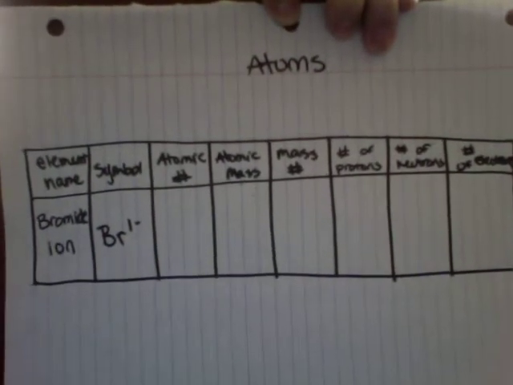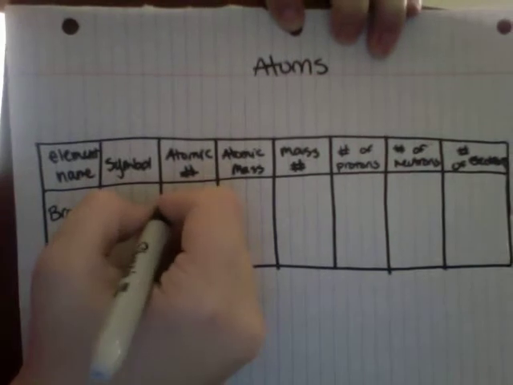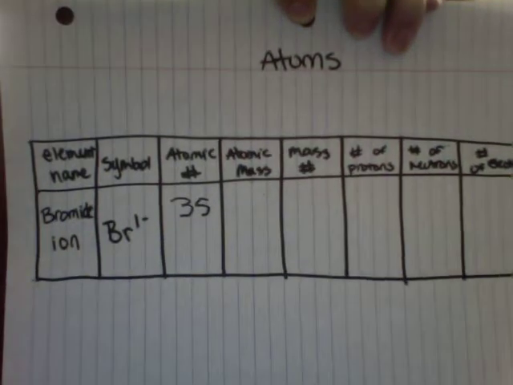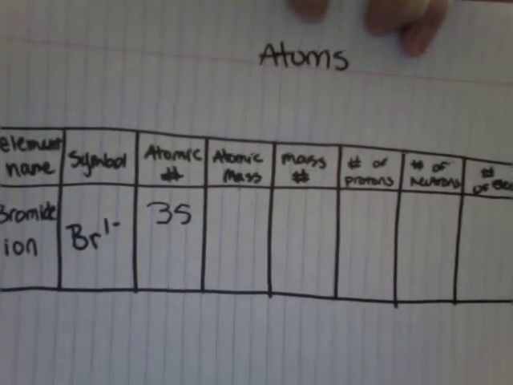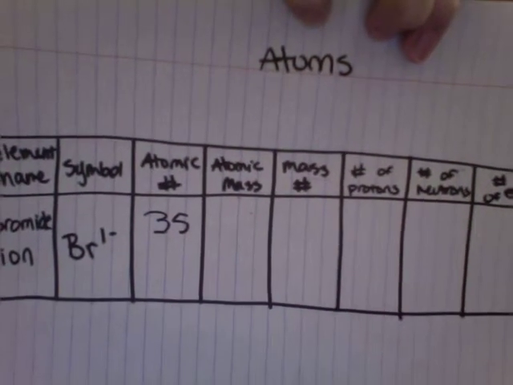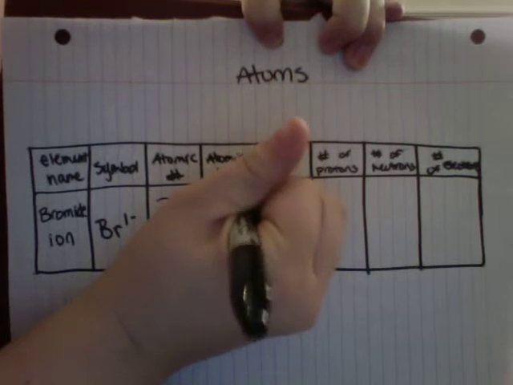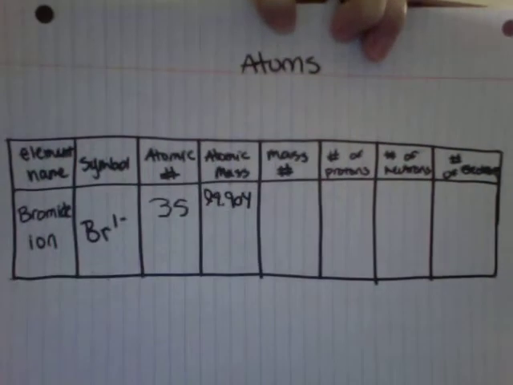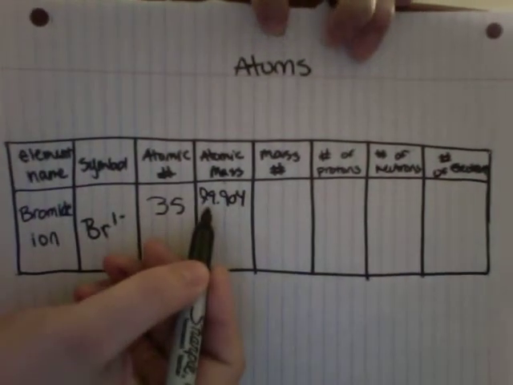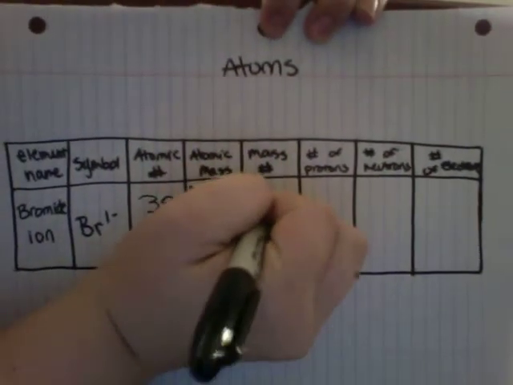But when bromine becomes an ion, the name changes to bromide. So we determined that the atomic number was 35, and then the mass number is the number below the symbol. It is the long number, so for bromine it is 79.904. The mass number is the atomic mass rounded to the nearest whole number, so the mass number is 80.